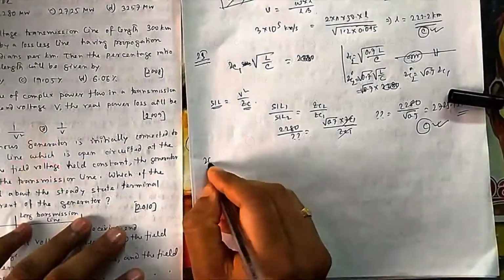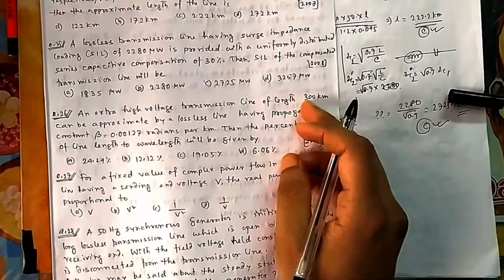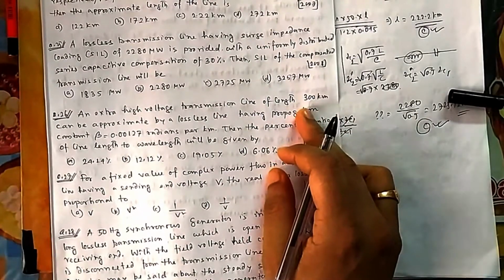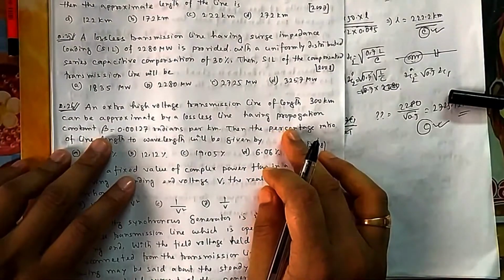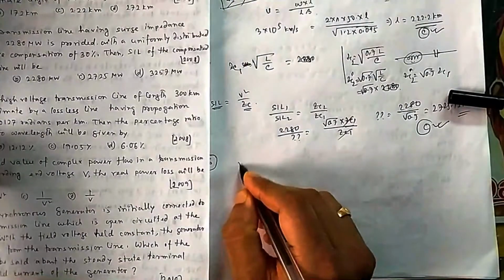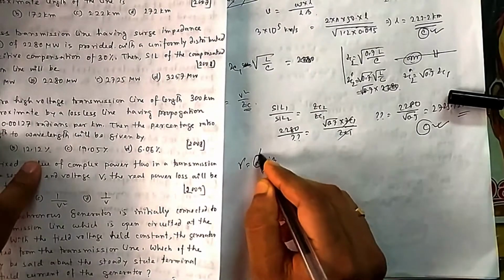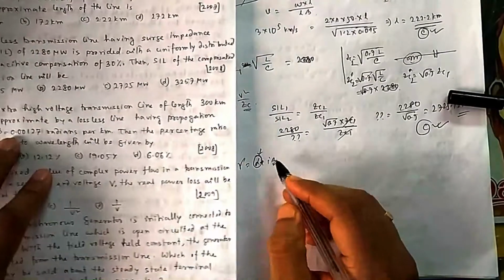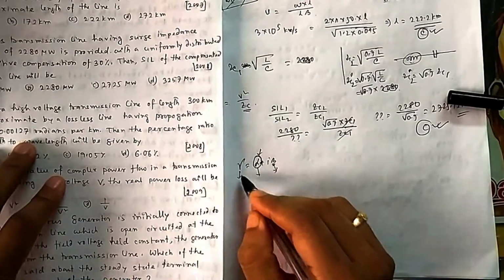If you see question number 26, what they are asking here: an extra high voltage transmission line of length 300 km can be approximated by a lossless line having propagation constant beta. Propagation constant is gamma, which is alpha plus j beta. Because it is lossless, alpha is equal to 0, so this becomes your propagation constant. Otherwise, alpha was the attenuation constant, beta was the phase constant, and this is your propagation constant.